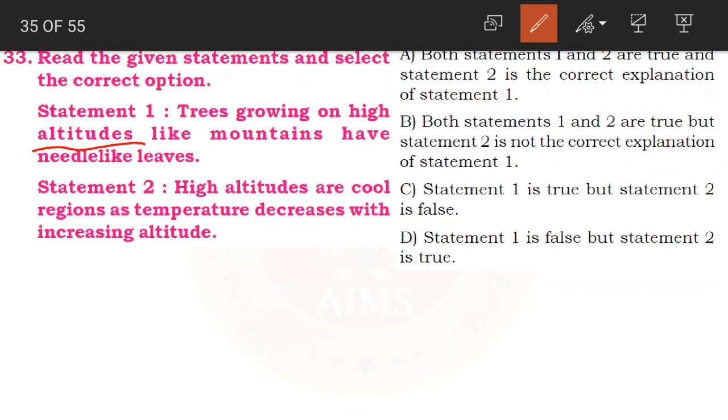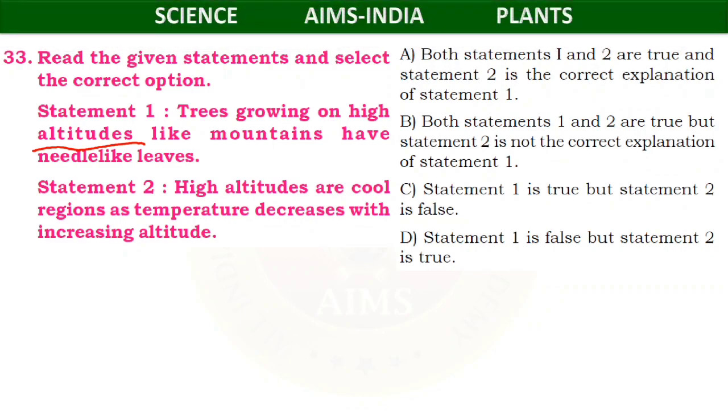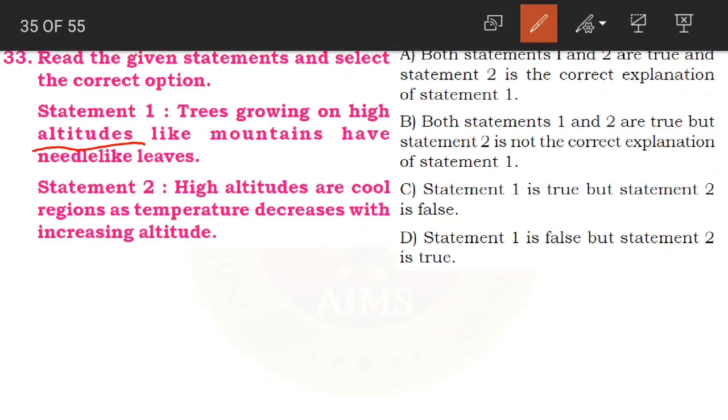Now what we have to state is whether these two statements are correct, or any one statement is correct, or both are wrong. Okay, we have to choose the correct option. So for example, here A option says that both statements 1 and 2 are true and statement 2 is the correct explanation of statement 1.